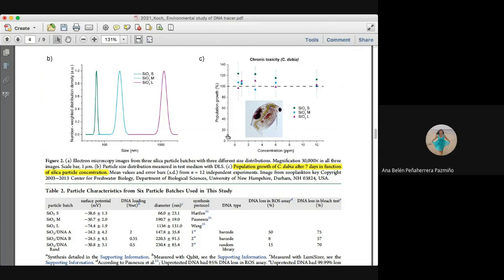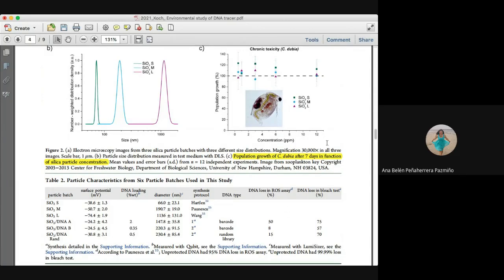And then with these Ceriodaphnia dubia, we can see the chronic toxicity, how it affects the population growth. So as you can see here, while the concentration of the silica nanoparticles is low, it doesn't affect the population growth. And you can see that with these small, medium, and large silica nanoparticles.